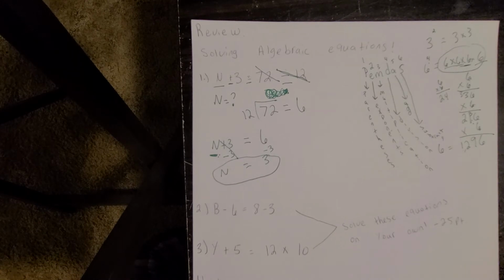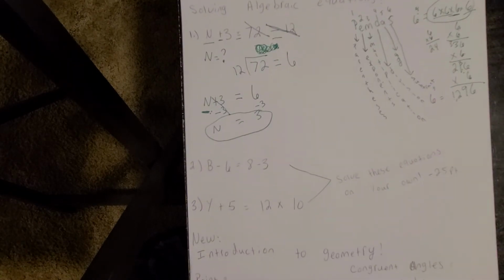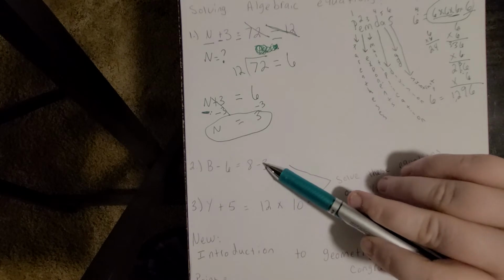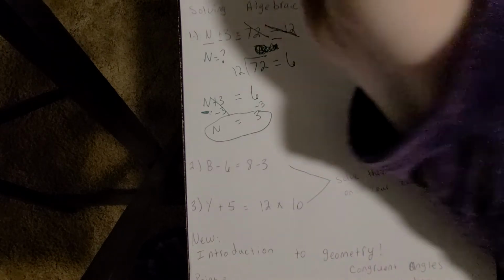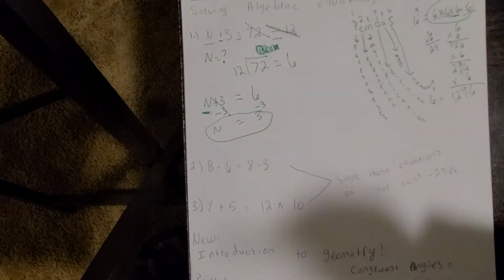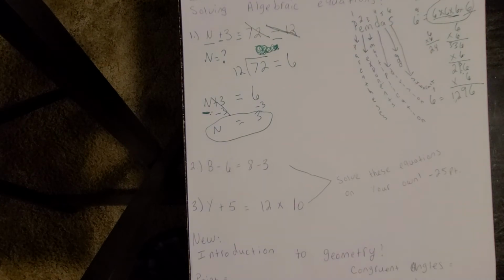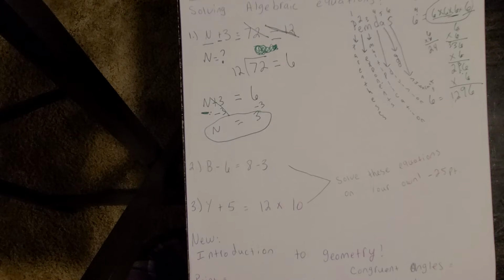Let's move down just a little bit. Okay, you see here, question 2 and 3 under review. You are required to write those down on a blank sheet of paper and get those done, alright? Okay, I know you can do it.